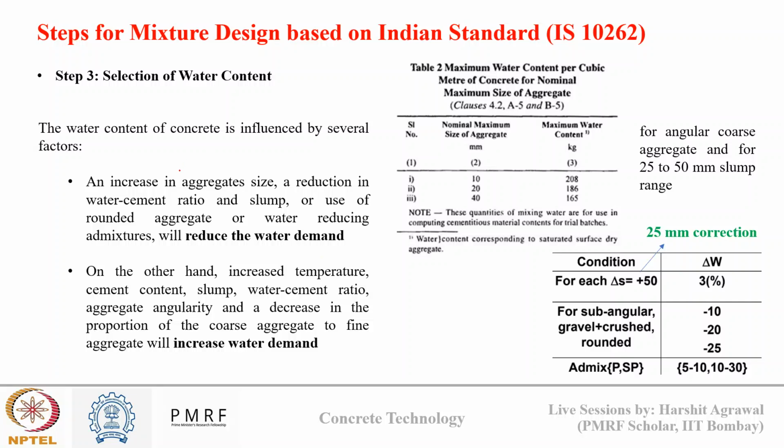Third step is selection of water content. So, water content used in concrete is influenced by several factors. As we increase the size of aggregate, or as we reduce the W by C ratio, or reduce the slump, or use round aggregates, or use water reducing admixture, I will reduce the water demand that I require from concrete.